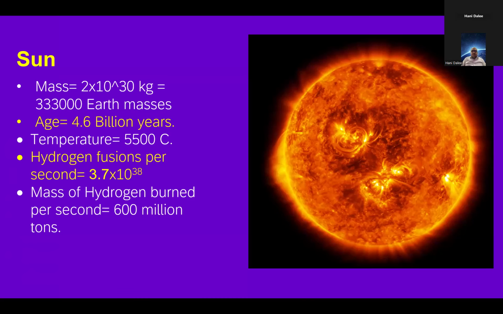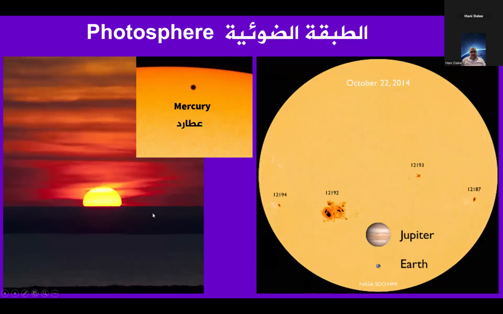Now, if we want to talk about the sun, as you know, the sun is the closest star to Earth. Its mass is almost 333,000 times that of Earth, and it has been living for 4.6 billion years now. It is made of hydrogen fused to helium, and it does this 600 million tons per second.